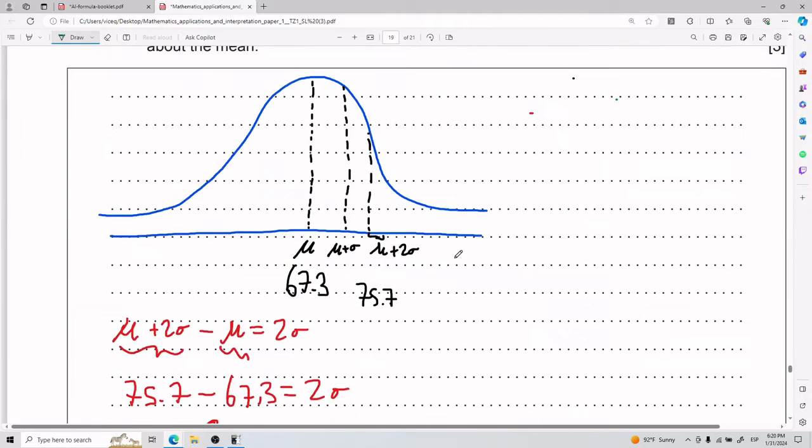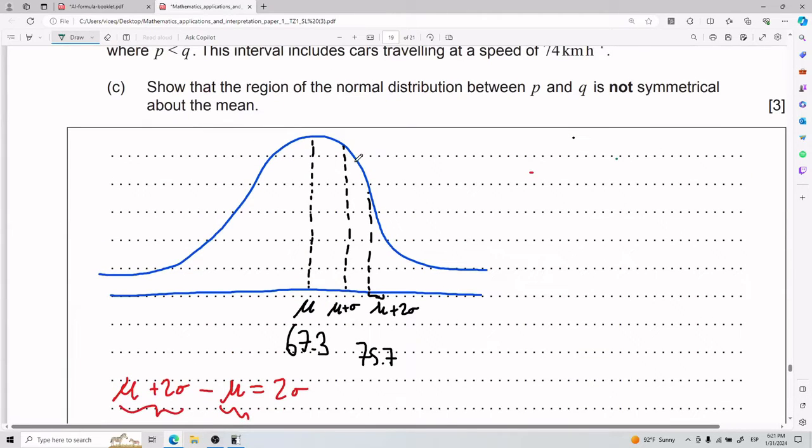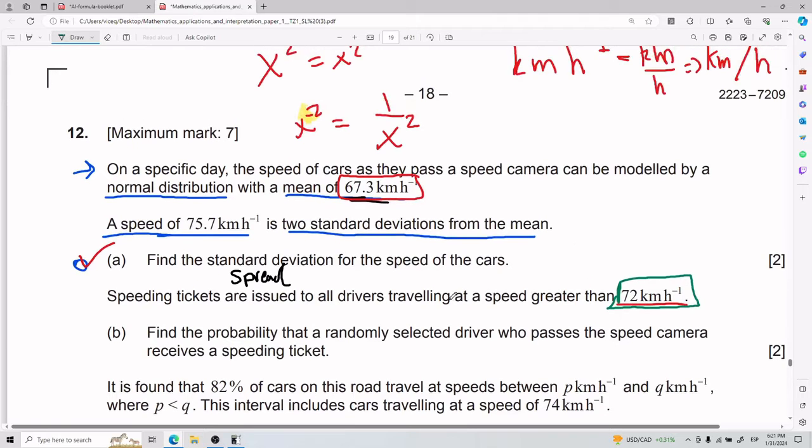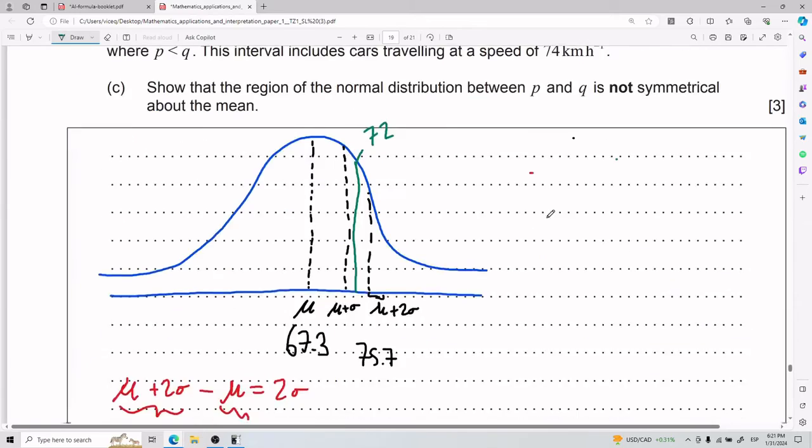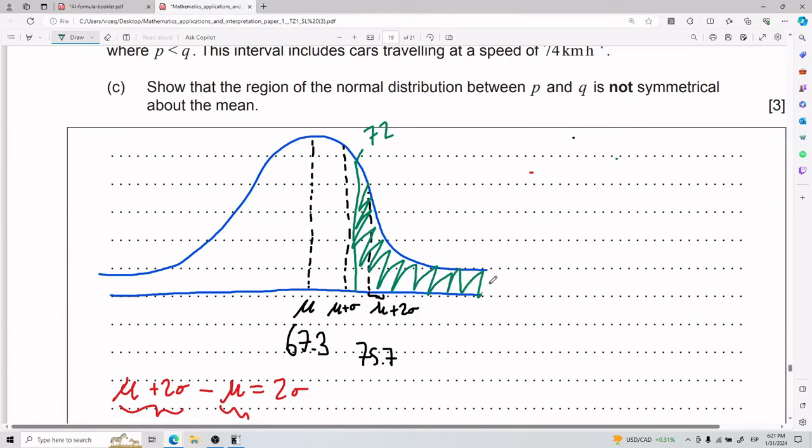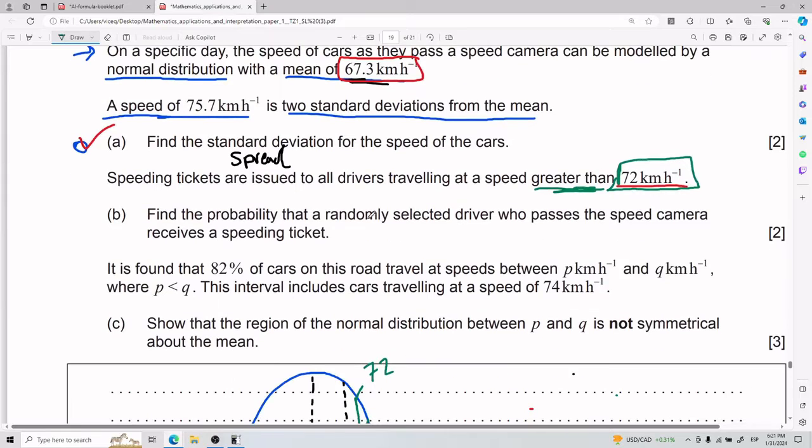So where is 72 in my graph? 72 is probably like around here. I'm not so sure, whatever, it doesn't matter. Okay, so let's just say that this is my 72. So anyone traveling a speed greater than that is gonna get a speeding ticket. So that means all these guys here get a speeding ticket. And we need to find the probability. Now, some of you might be thinking, what the hell? How are you gonna find the probability here?